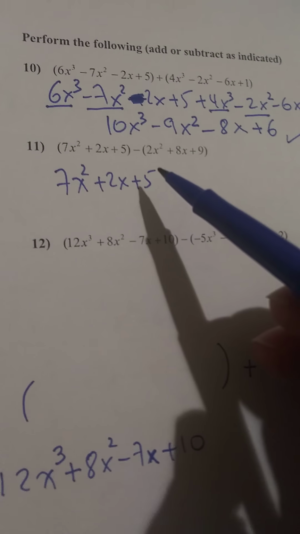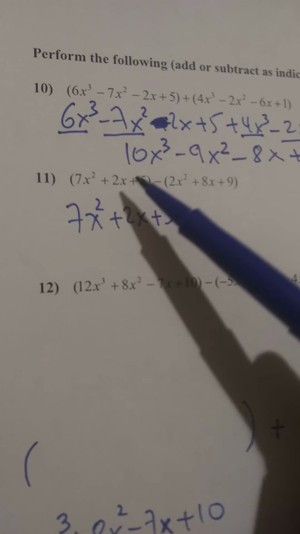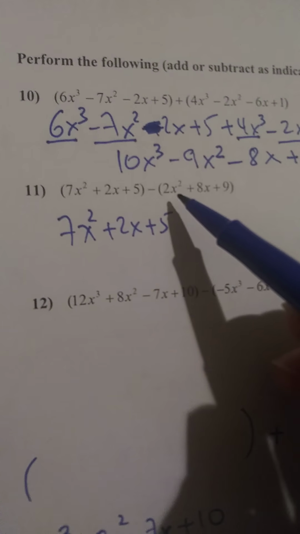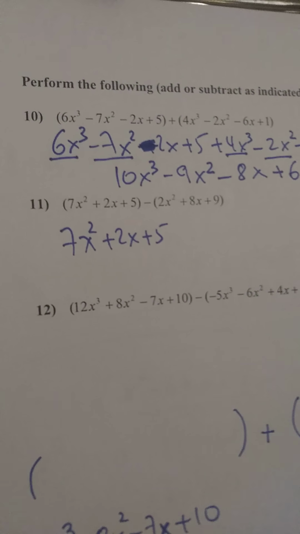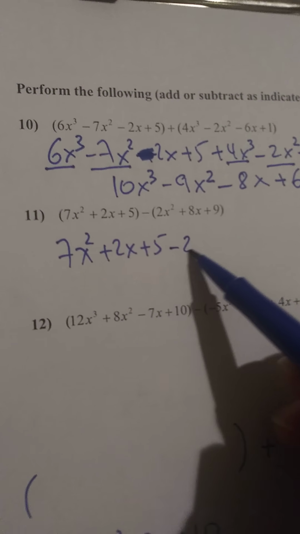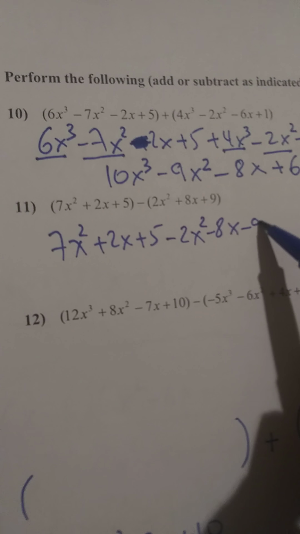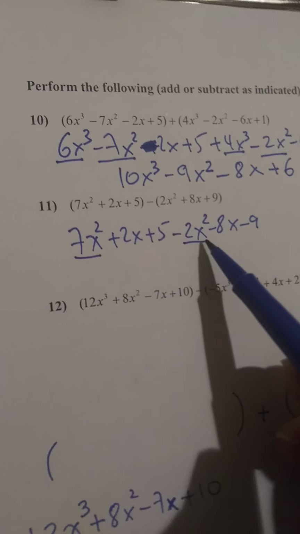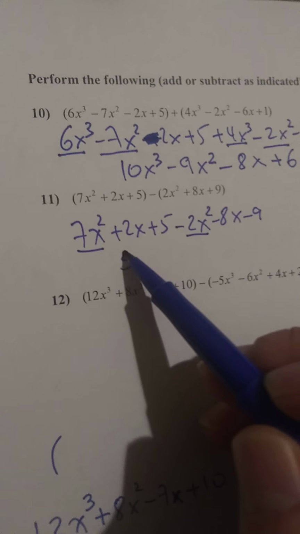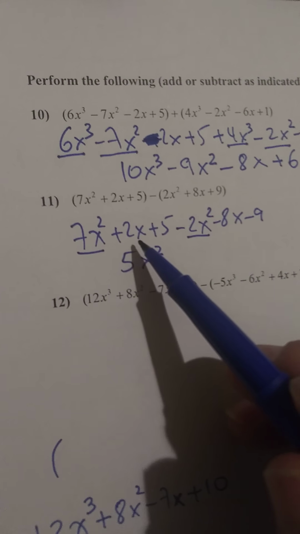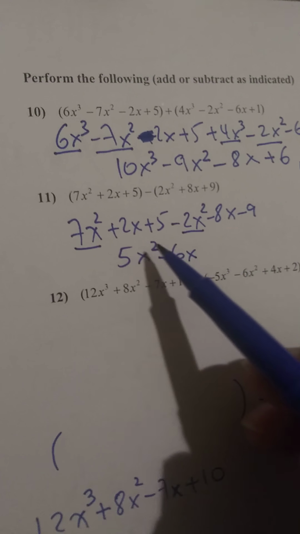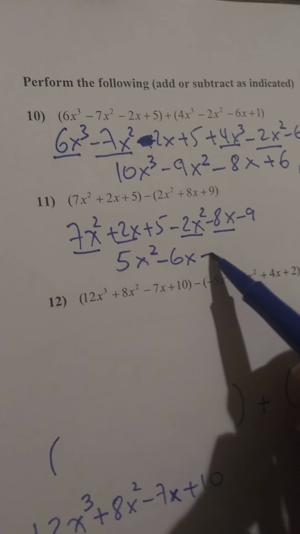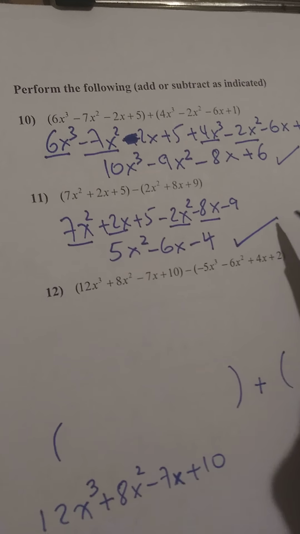In this example here, we have a subtraction. So we leave the first polynomial alone, 7x squared plus 2x plus 5. But the second one has a minus in front of it. So we change the sign of each of these terms. This will be minus 2x squared minus 8x minus 9. And then we will combine like terms. So 7x squared minus 2x squared are like terms. When you subtract them, that gives you 5x squared. 2x minus 8x is minus 6x. And I usually underline them after I use them. Plus 5 minus 9 is minus 4. No more like terms, so this is done.